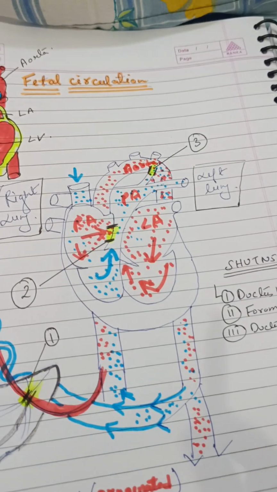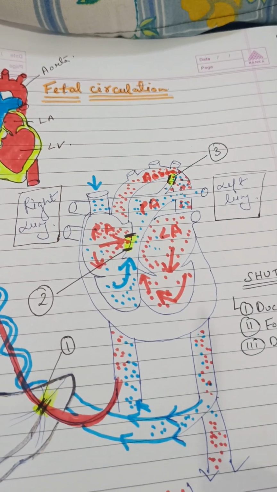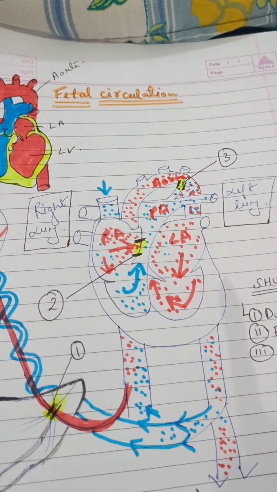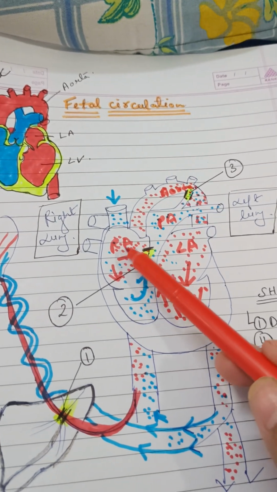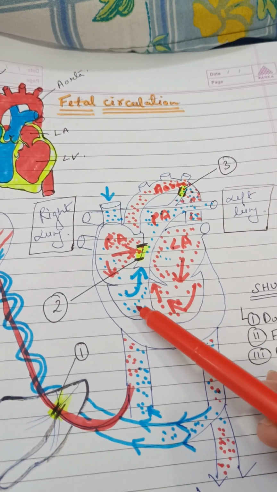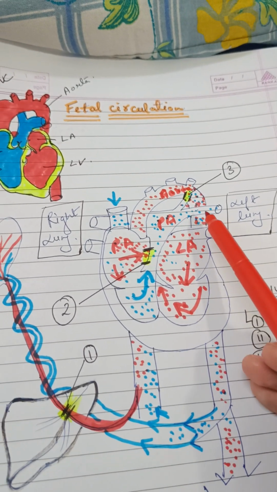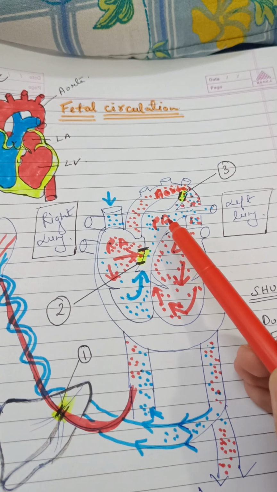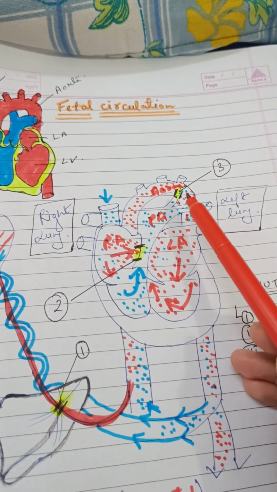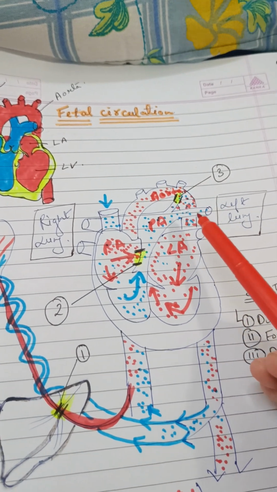So now you might have a question: why does this shunting take place? Why does this mixed blood not flow here, and why does most of the blood, 80%, flow here? And why does the blood from the pulmonary artery not go to the lungs, and why does it shunt towards the aorta? All right, so you might have this question.